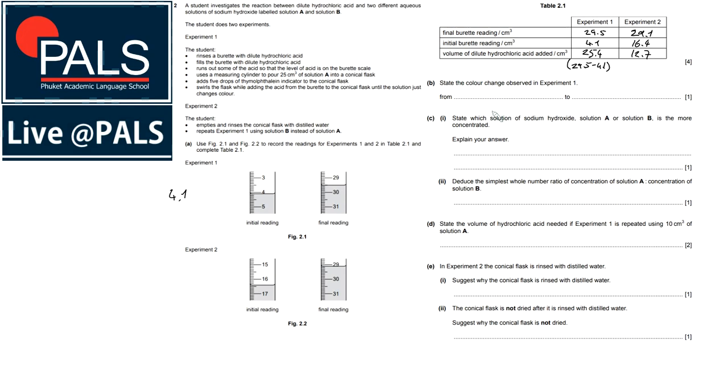State the color change observed in the experiment. So this is something new in the 2023 syllabus in terms of the indicator. In the old syllabus, it was phenolphthalein that was used. Now this has switched over to thymolphthalein, and thymolphthalein has a blue color in alkaline solution, and it switches to colorless in acidic solutions.